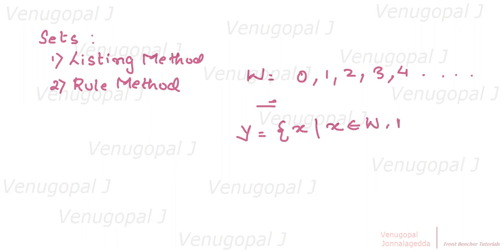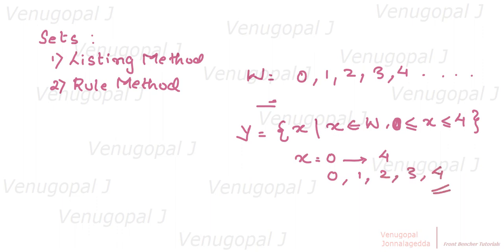and x is greater than or equal to 0 and less than or equal to 4. So we are representing only 5 whole numbers: 0 less than or equal to x less than or equal to 4. That means x will have a value from 0 to 4, that is 0, 1, 2, 3 and 4. These 5 elements become a set of whole numbers.